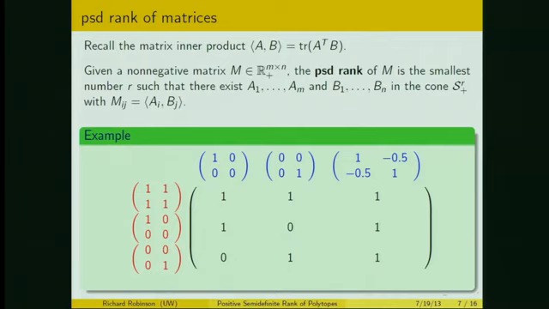So in particular, we don't require the matrix we're looking at to be symmetric, and we don't require the matrices on the rows and columns to be the same. So here's an example of what that looks like. We have matrices on the rows and columns.